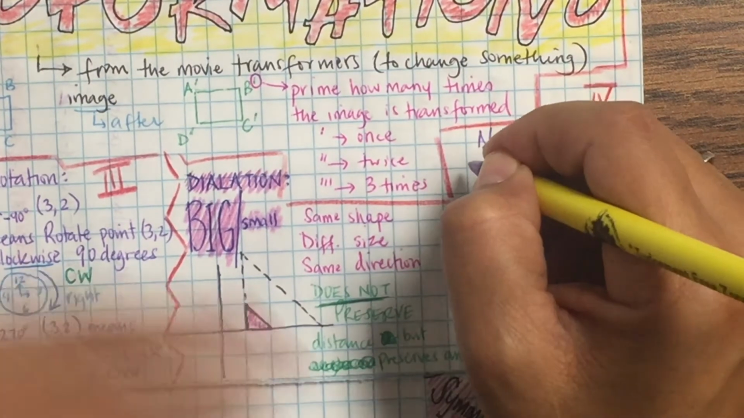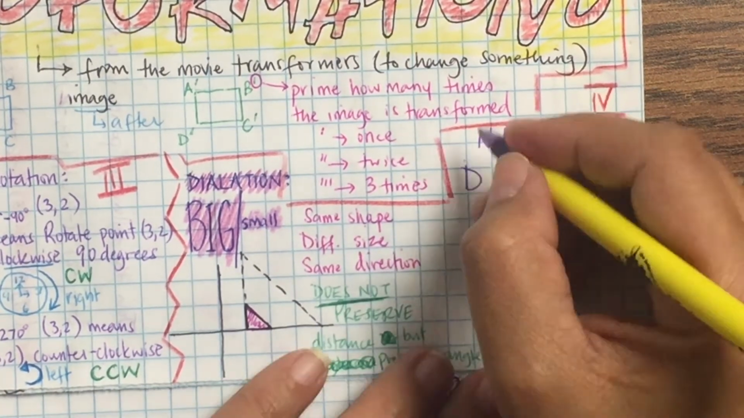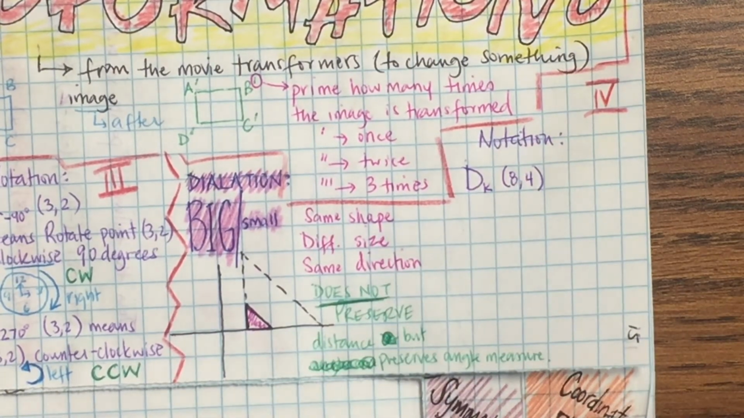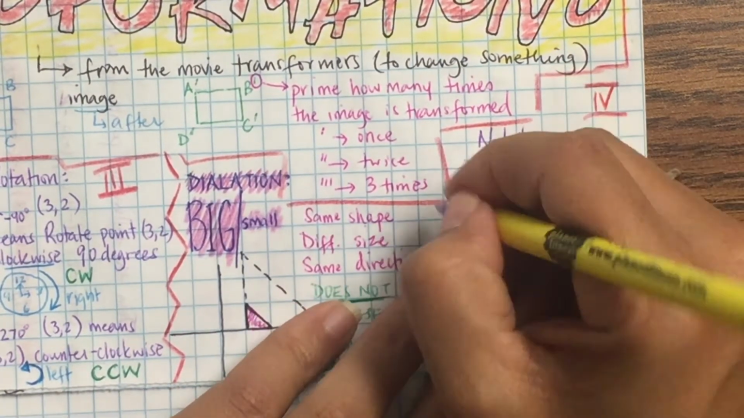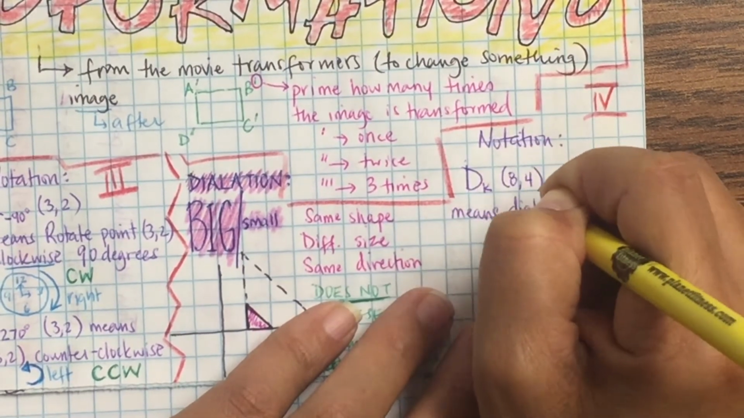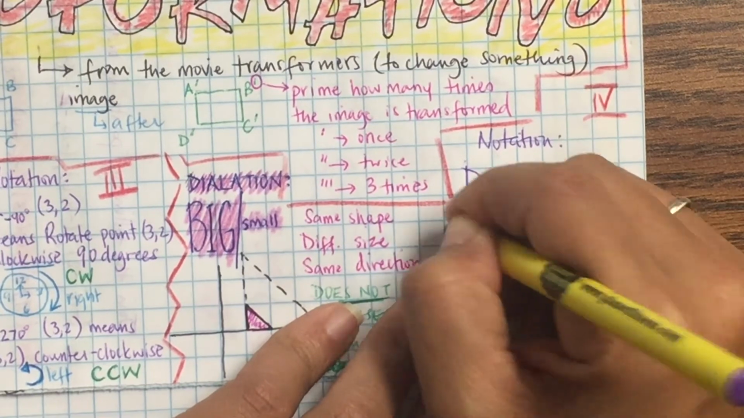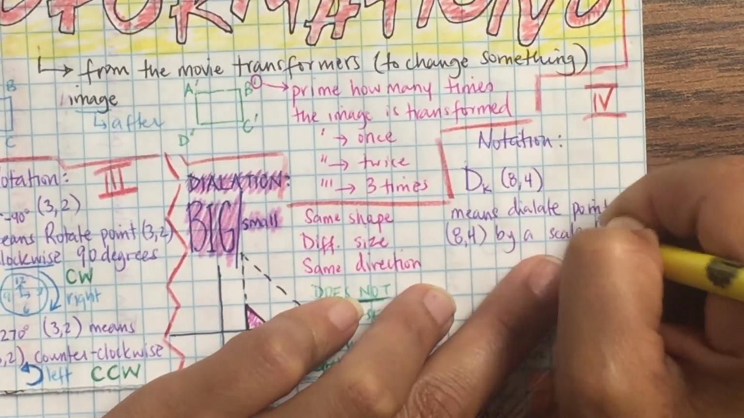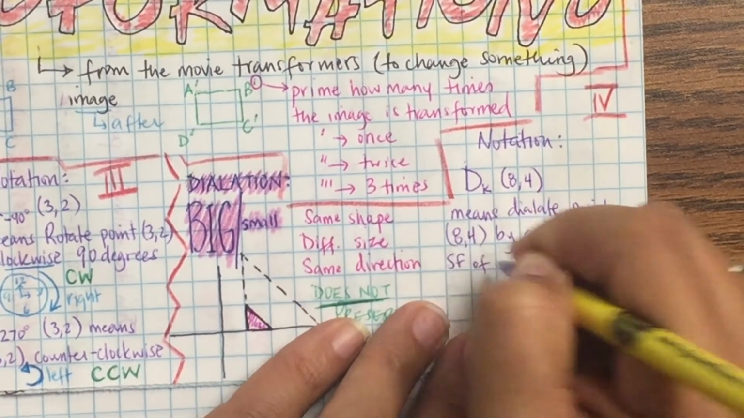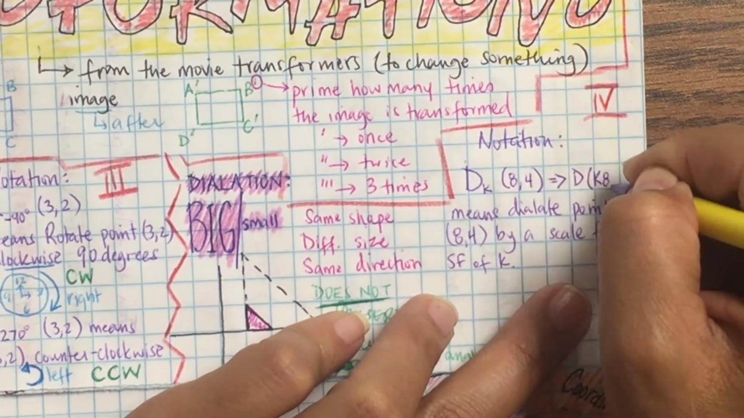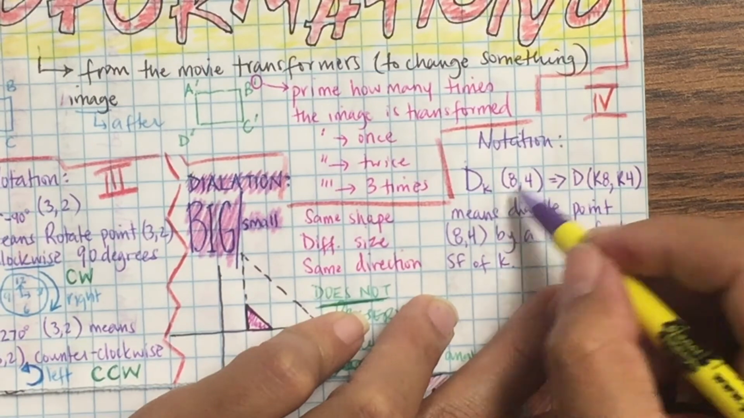Capital D. And then there's going to be some small number attached. I'll label it k right now. And that means dilate point 32 by a scale factor, also written as SF, of k, of some number k. So what that means is basically you will take every single point and multiply it by whatever k is.